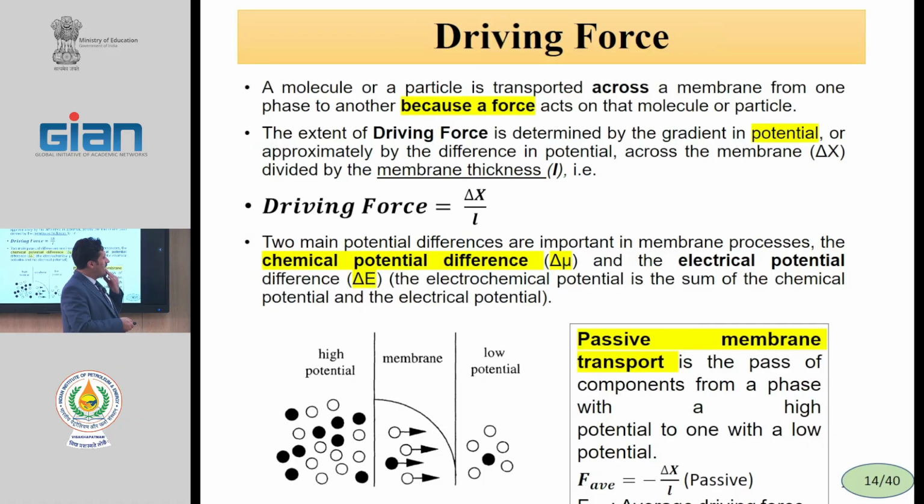We have mathematical equations for discussion about the membrane flux and permeability. As a general equation, we have delta X per L. L is the thickness of the membrane, or the road from A to B that the mass should be transferred.